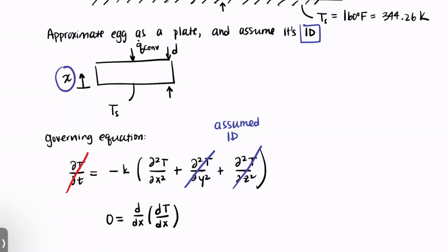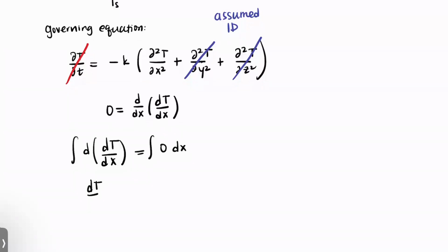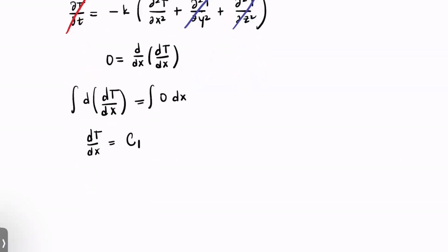All right. So I'm going to separate variables and integrate this twice. So I have d of dT/dx is equal to 0 times dx. I'm going to integrate both sides, and I get dT/dx is equal to a constant. I'm going to separate variables and integrate again. So I have dT is equal to C1 dx. Integrate both sides, and I have T is equal to C1 x plus C2.